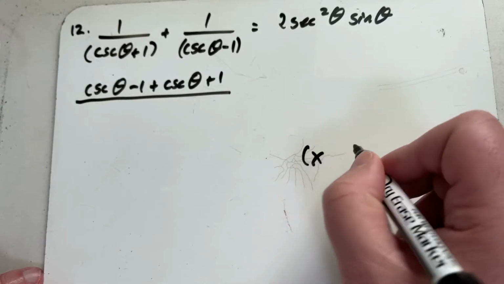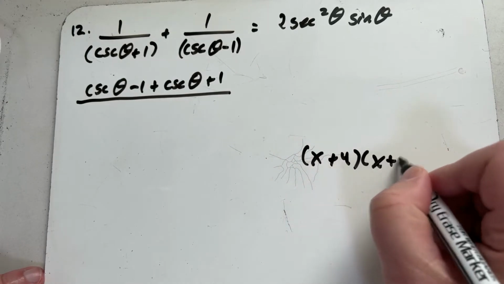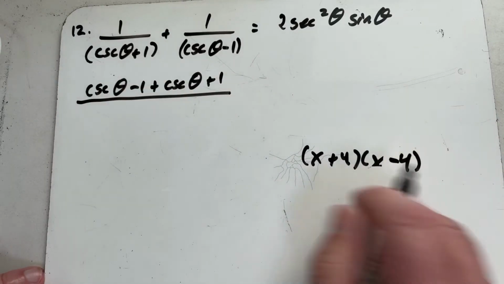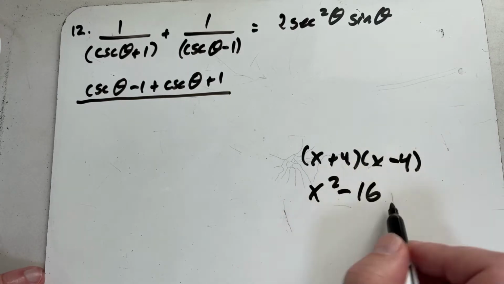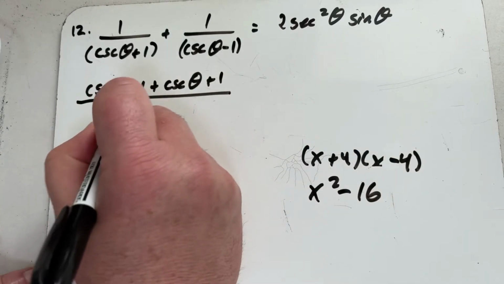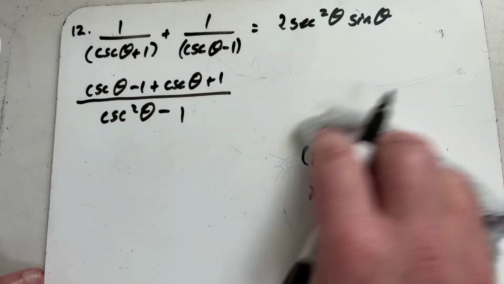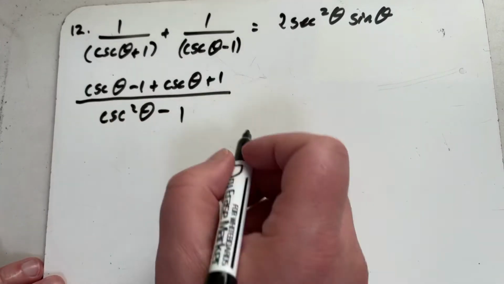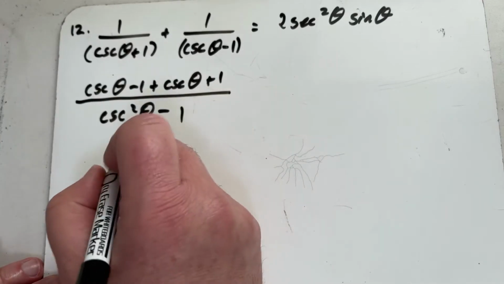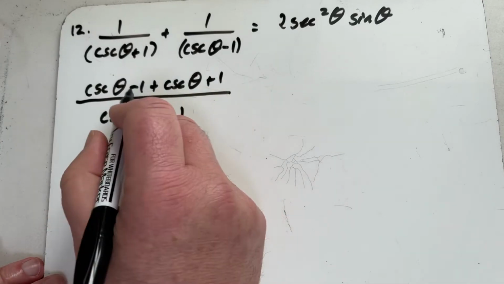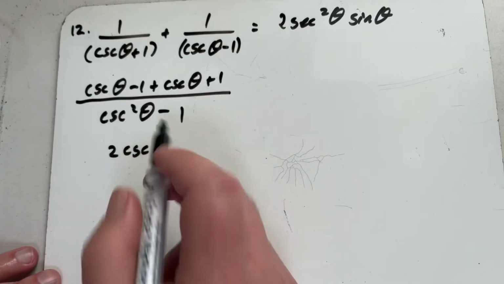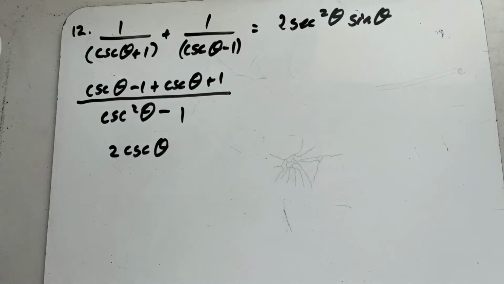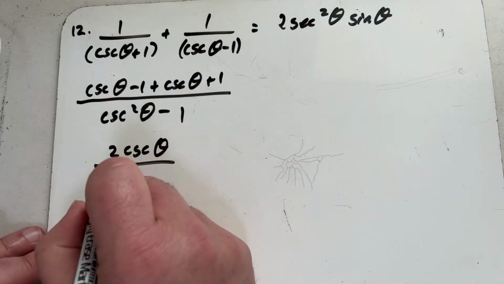That's like if I have x plus 4, x minus 4. One's plus, one's minus, right? When I multiply those out, I get x squared minus 16. We're going to get the same thing here. We're going to get cosecant squared minus 1. Combining the top, we're going to get cosecant plus cosecant, gives me 2 of them. Negative 1 plus 1, that's gone. This here is a Pythagorean identity. That's this guy right here that you hopefully had copied down in the beginning. So that becomes cotangent squared.